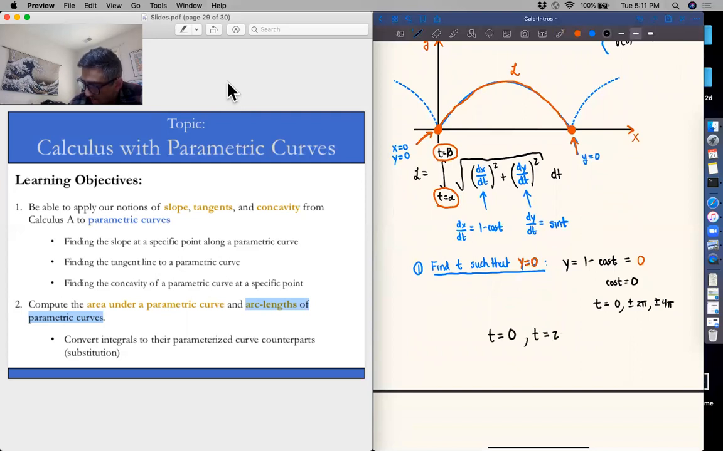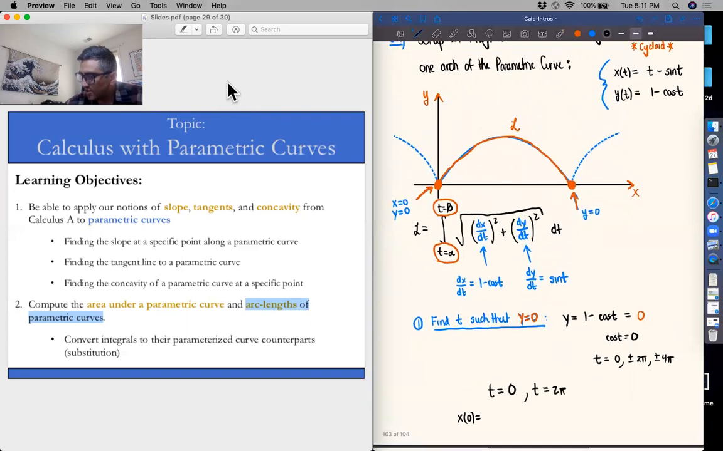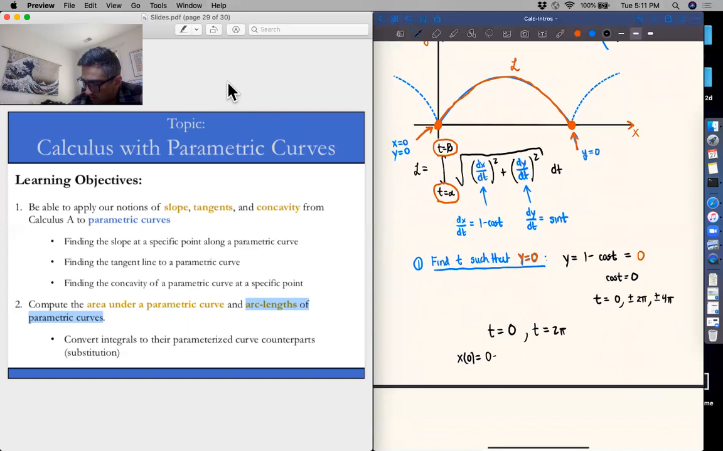So we can arbitrarily choose t equals 0 and t equals 2 pi. And if we find the corresponding x value, remember x is equal to t minus sine of t. So when t is 0, we get 0 minus sine of 0, which means x is equal to 0 when t is 0. And when t is 2 pi, we get x of 2 pi is equal to 2 pi minus sine of 2 pi, which says x is equal to 2 pi when t is 2 pi.